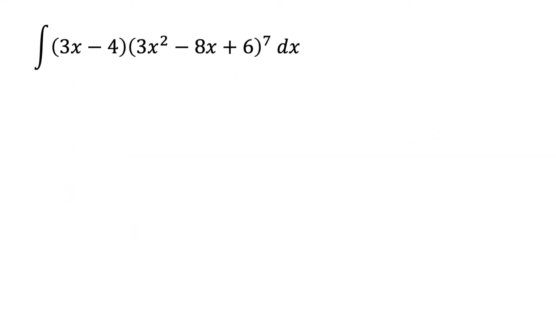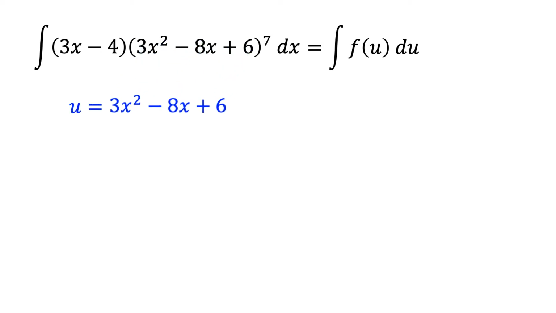Here, we're trying to integrate 3x minus 4 times 3x squared minus 8x plus 6 to the 7th power. Our goal will be to rewrite this as the integral of some f of u du, where f is a function for which we know an antiderivative. Sometimes doing this takes a little bit of guesswork to figure out what the u should be equal to. Let's start by writing u is equal to 3x squared minus 8x plus 6.